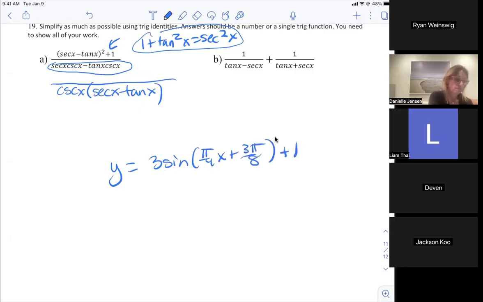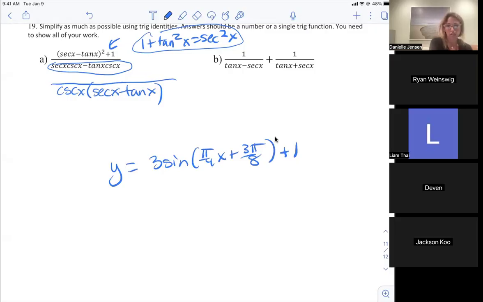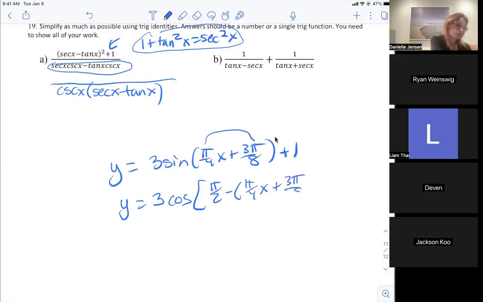Okay. Yeah. So the nice thing is for whether you're going from sine to cosine or cosine to sine, the initial process is always the same because they have a cofunction relationship. So I'm going to say 3 cosine of 90 minus, so pi over 2 minus, this whole thing is the angle. So pi over 4x plus 3 pi over 8. So I'm subtracting that whole thing. And then I'm going to do cleanup inside.